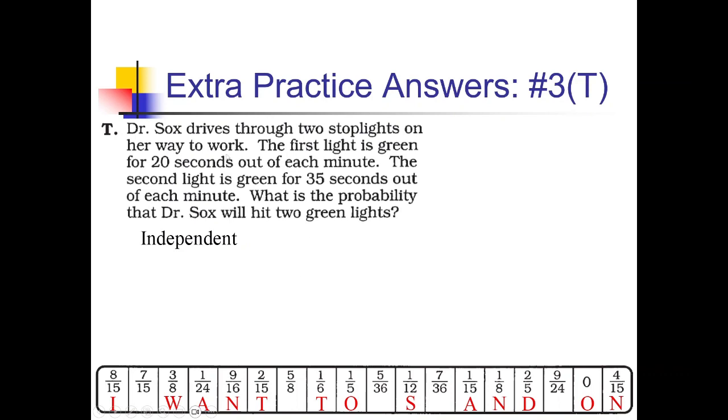The light still functions exactly the same regardless of whether or not you hit either one of those. So we can say we have a 20 out of 60 chance for the first one, multiplied by a 35 out of 60 chance for the next one. To make my life a little bit easier, I'm going to reduce these before I multiply. So 20 over 60 I can reduce to 1 over 3, and 35 over 60 I can reduce by 5s to 7 over 12. Now multiplying straight across, this is going to be 7 over 36. So that's right here, that's a T.